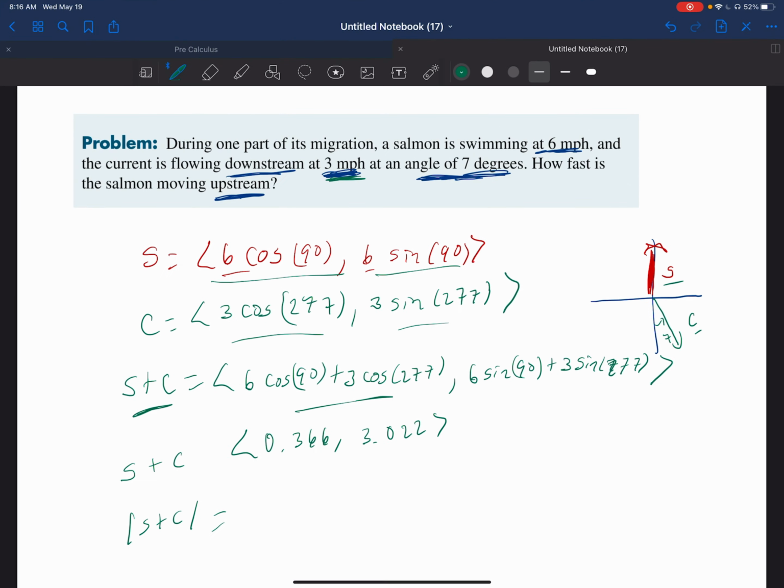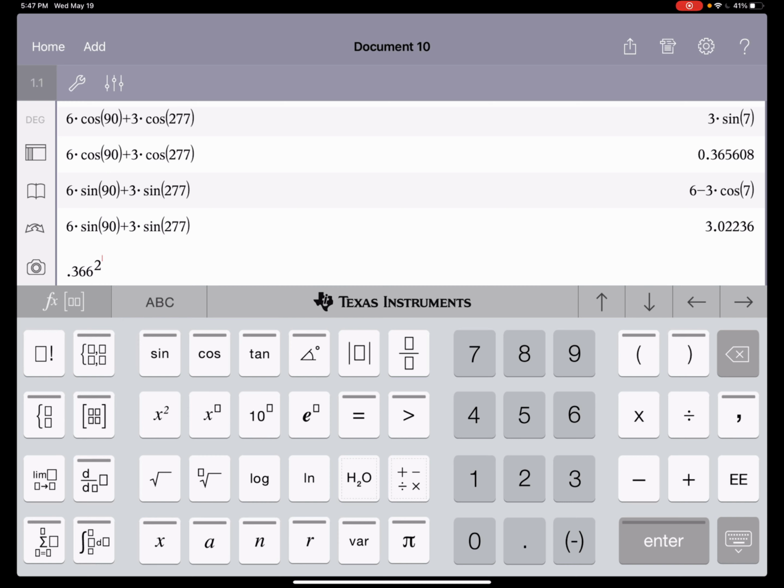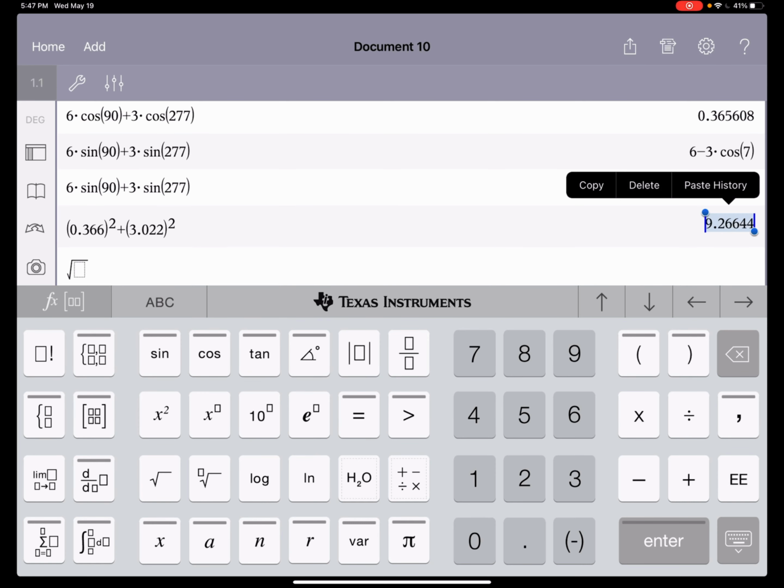So remember, to find the magnitude, all we have to do is a squared plus b squared and take the square root of that. So I'm taking the square root of 0.366 squared plus 3.022 squared. So I'm going to do that in my calculator. Okay, so again, we're doing 0.366 squared plus 3.022 squared. Get my answer, and then don't forget to take the square root of that answer to get your final answer.